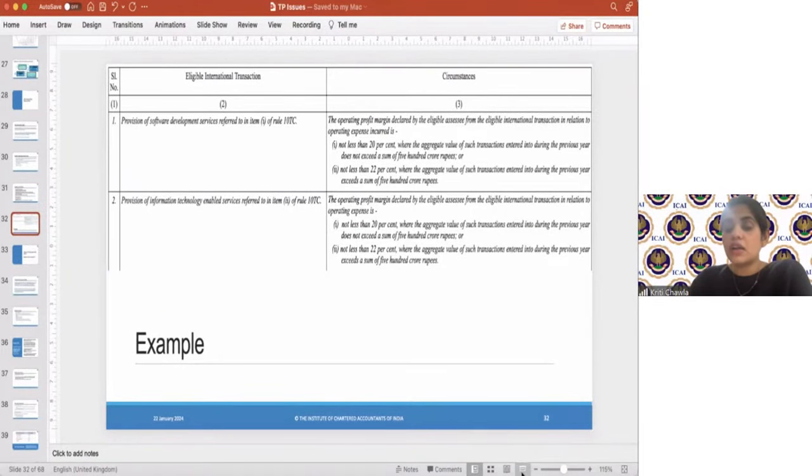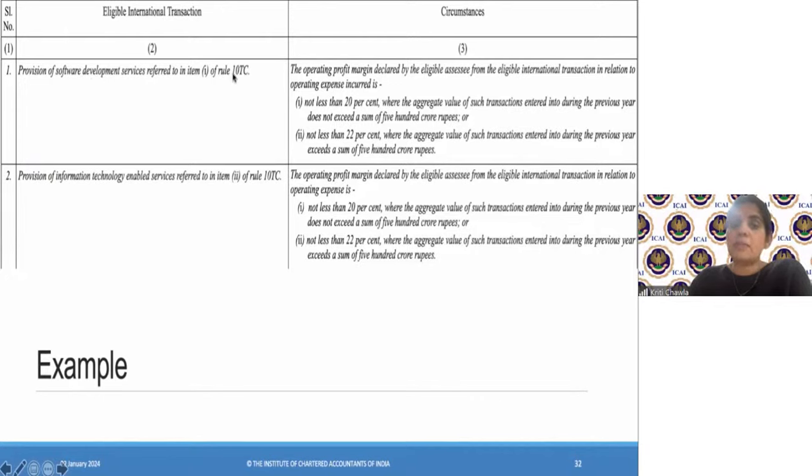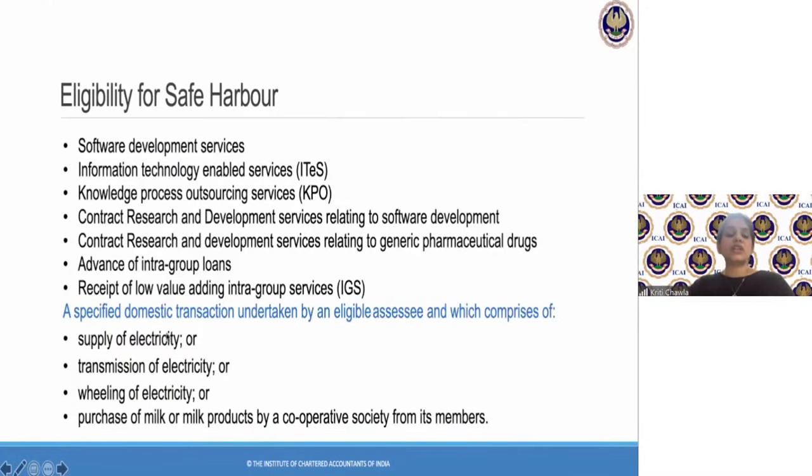They said that if the Indian entity is providing software development service, or if the Indian entity is providing information technology enabled service to another entity, then the margin that you should have in India should not be less than 20%, or should not be less than 22%, depending on your value of transaction. For ITES also, they defined that it should not be less than 20%, or 22%. Meaning to say that for all these transactions, you'll have to look at the rule.